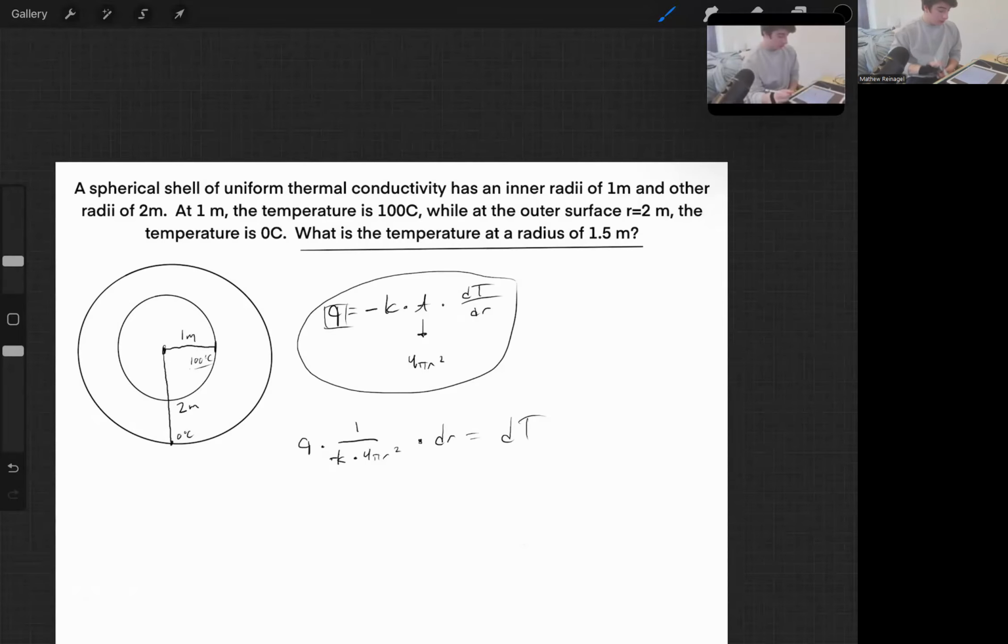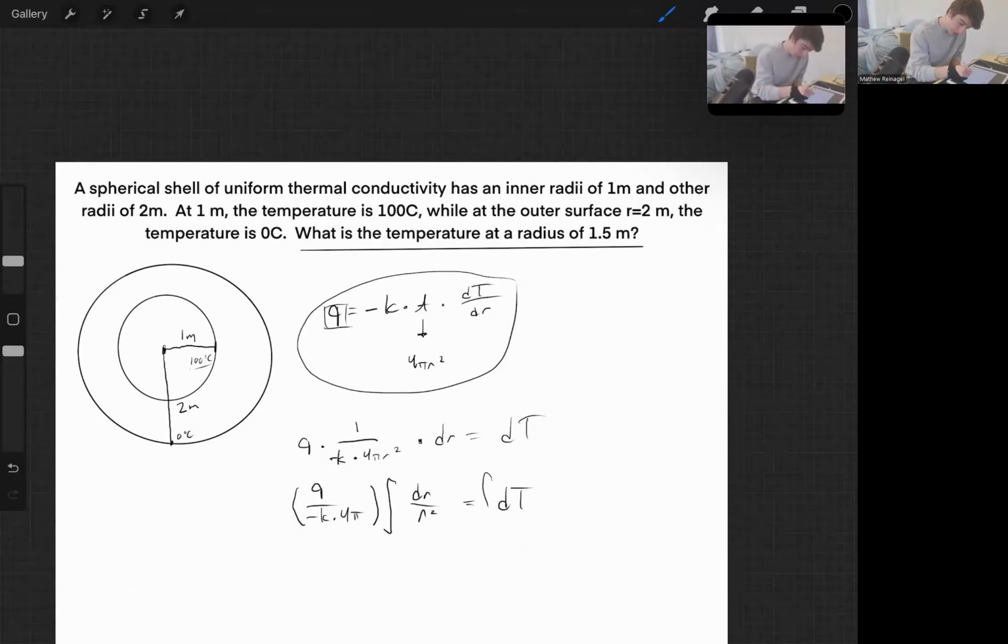If you've done calculus 2, this should look pretty familiar. It just looks like a separable equation. So I'm going to put anything not related to r in front because it's just a coefficient. We're going to put Q over negative k times 4 pi, multiplied by dr over r squared, equals dT. And now we can begin integration.